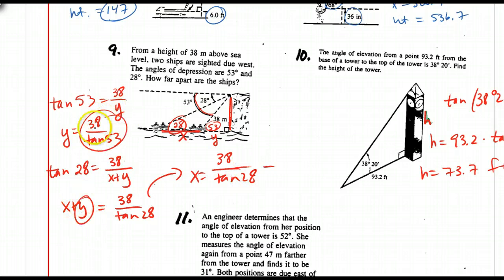And y, we already know, is 38 over tangent 53. And when you type all that in the calculator, you get 43 meters.